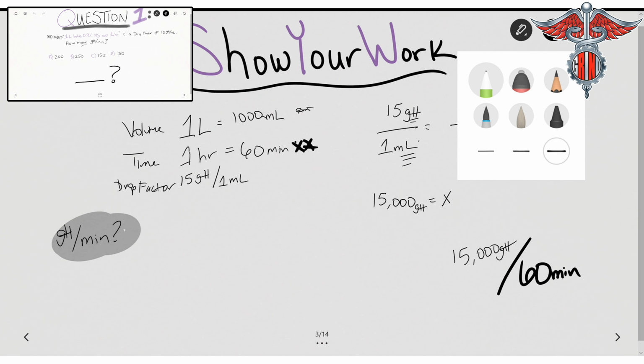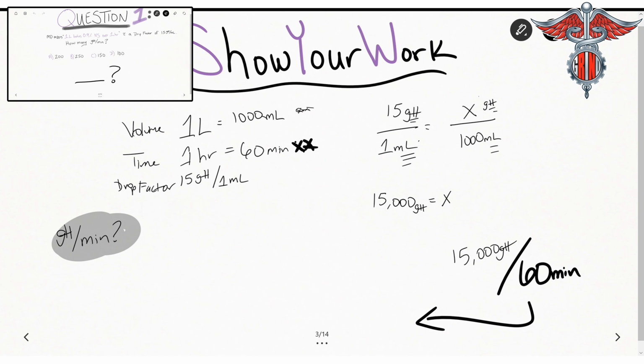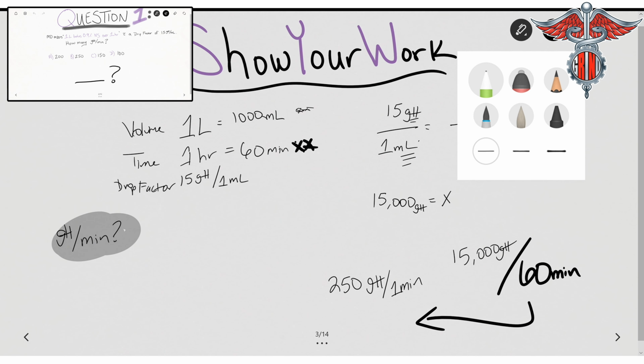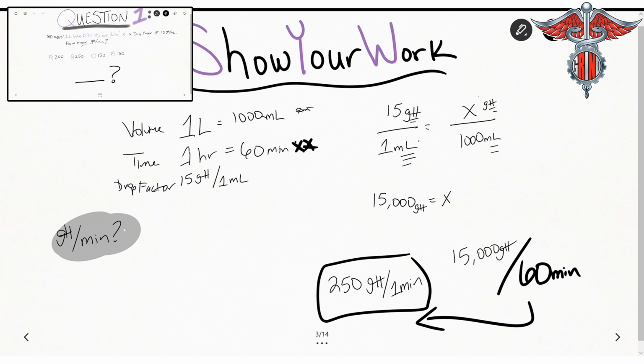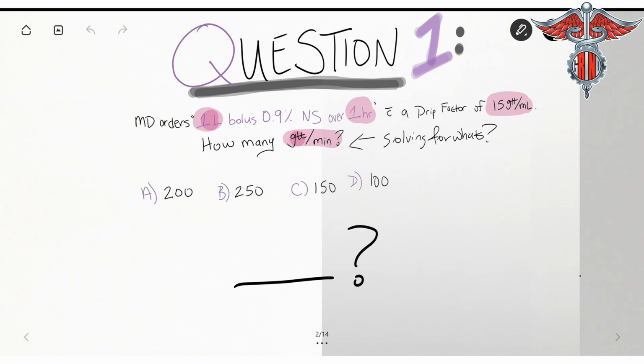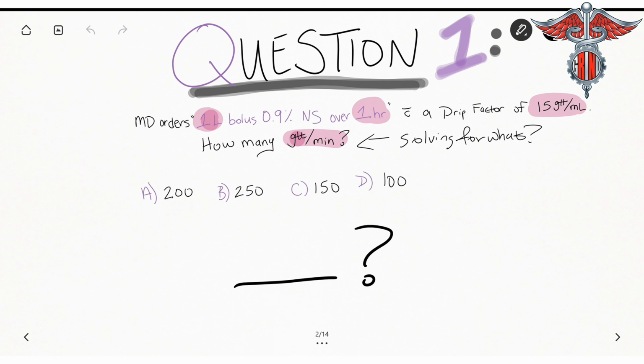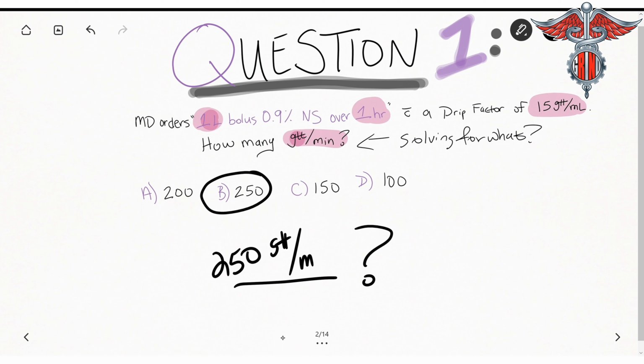So 15,000 drops divided by 60 minutes equals 250 drops per 1 minute. And as you guys can see up there, that is one of our answer choices, B. So we'll go ahead and go back here, and right there it is. 250 drops per minute were infused into this patient.